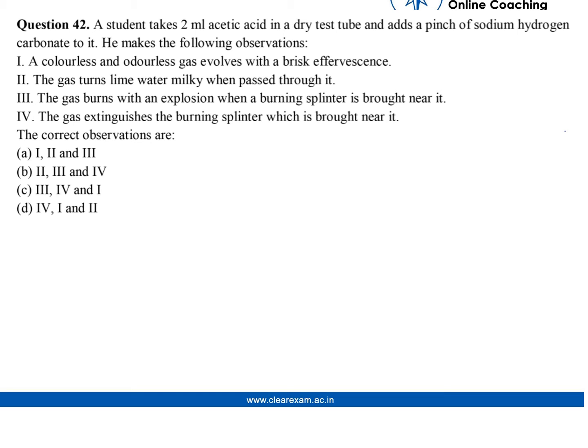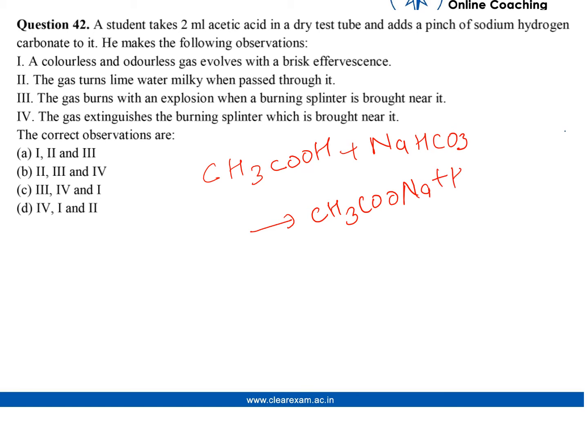A student takes 2 ml acetic acid, that means CH3COOH, in a dry test tube and adds a pinch of sodium hydrogen carbonate, that means NaHCO3. So after the reaction, this will give us CH3COONa plus H2O plus CO2. This is our required reaction.